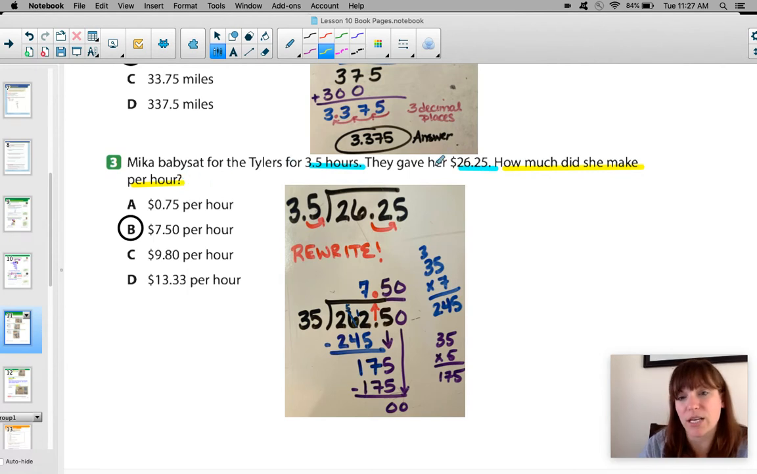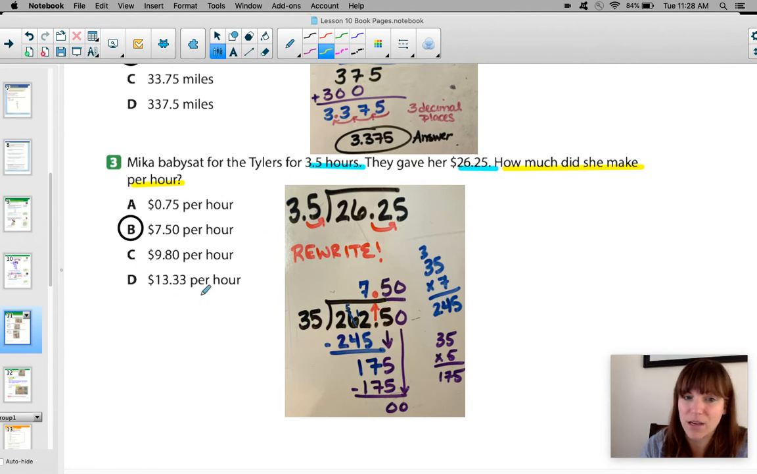So we are taking the amount that she was paid and the time that she was babysitting and dividing the money by the number of hours to find out per hour. So we're taking that $26.25 and changing it to $262.50, and we're changing 3 5/10 and making it 35 by multiplying by 10. We're just moving it over once, as you can see from my arrow, and I do have to rewrite this. Make sure you're rewriting things.